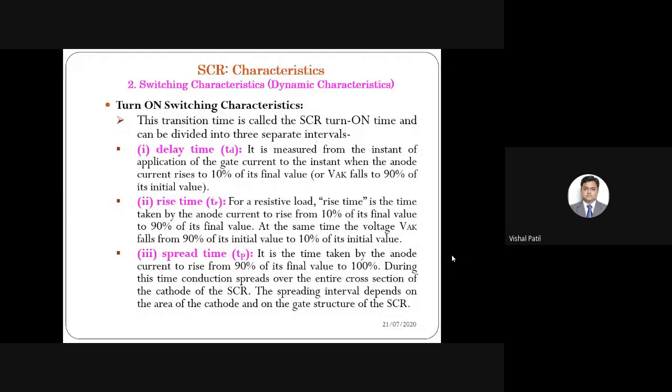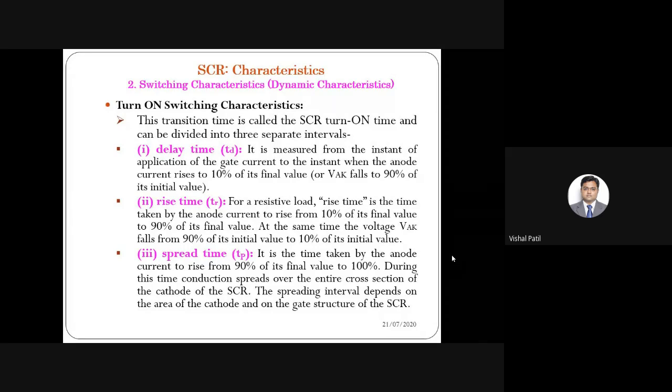Exactly reverse happens with the voltage. Okay, that is when current increases from 10% to 90% of its maximum value, simultaneously, the voltage decreases from 90% to 10% of its maximum value. So current increases and voltage decreases. But since current is expected, that time interval is called as rise time because current is increasing. Okay, and what about spread time?